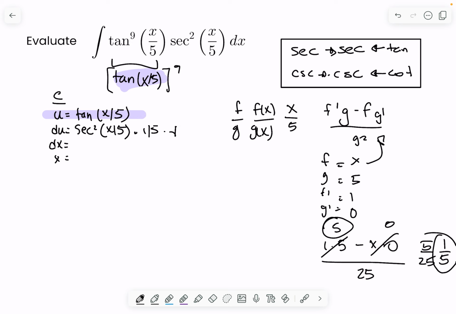And then this is times dx, it's always times whatever's here. And so then for dx, you just solve for dx. So we're going to have to multiply by 5 to get rid of that. So 5 du, and then divide by whatever's next to dx. So secant squared, x over 5.